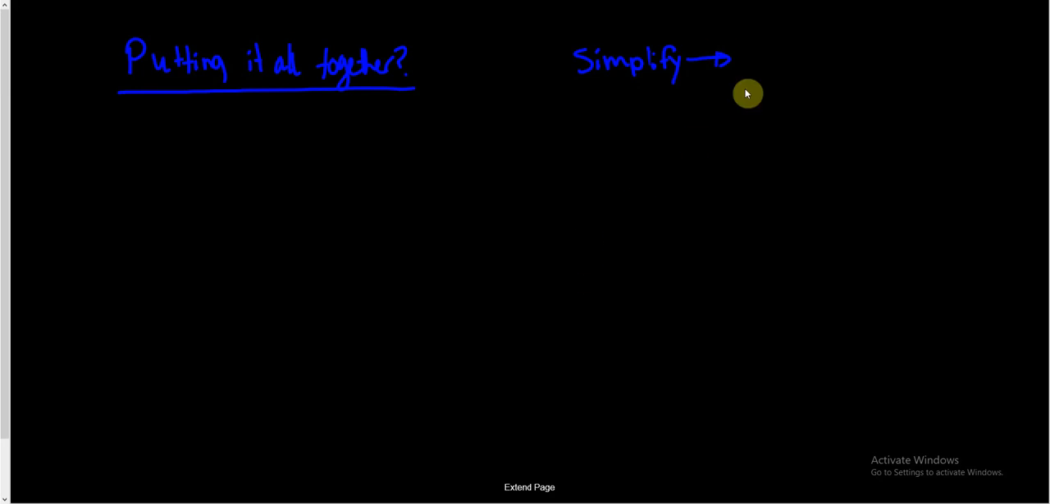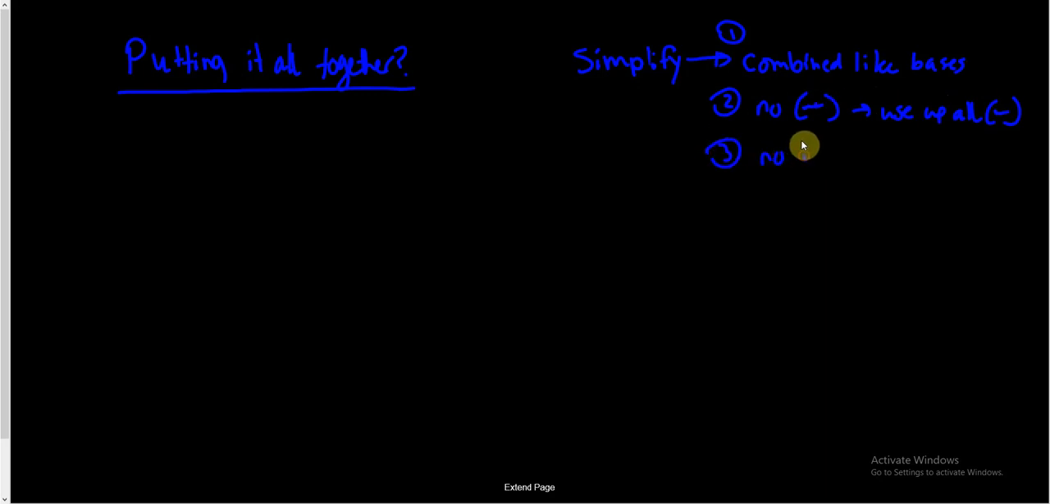What does it mean to be simplified? It's kind of three things we want to achieve. We want all like bases combined with whatever rules required. We want no parentheses left, so use up all of the parentheses. And then, of course, no negative exponents allowed, so fix all negative exponents. If we've done those three things, in any order, however you want to achieve this, then we are simplified. Okay?